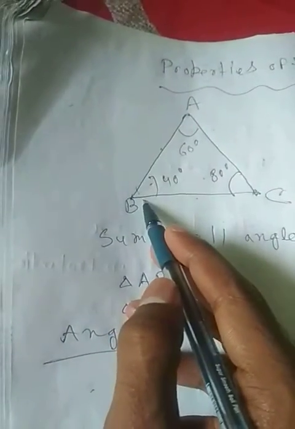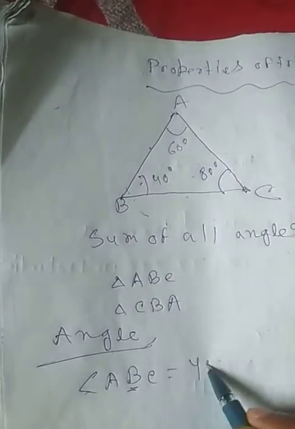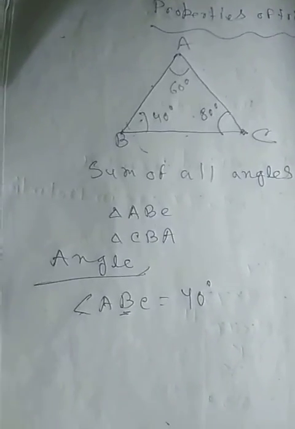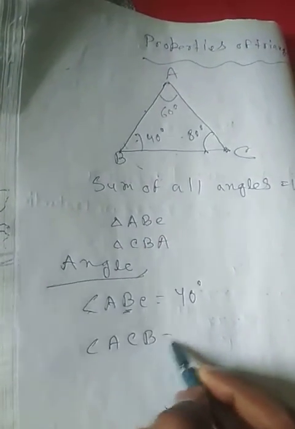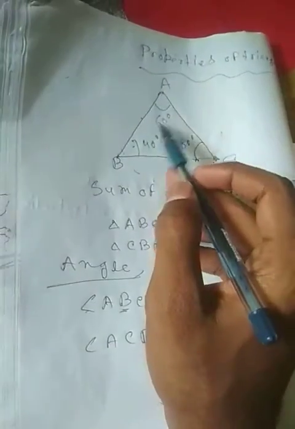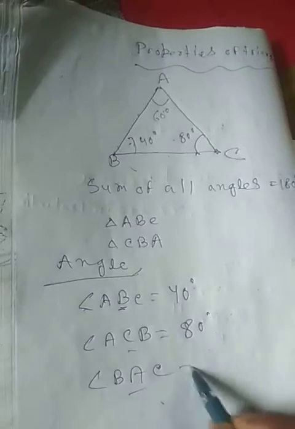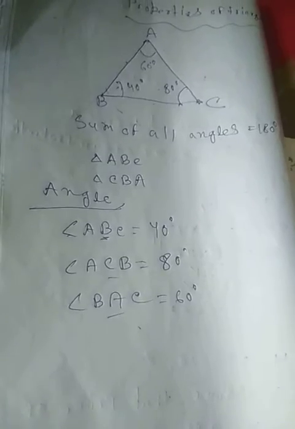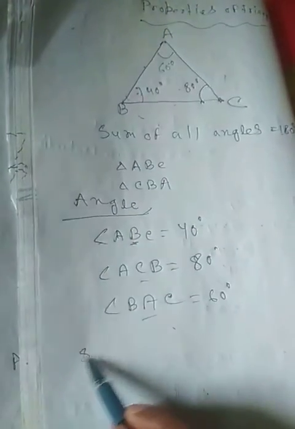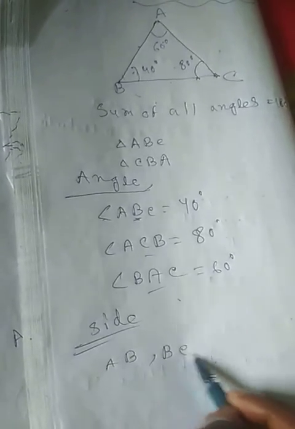Like you want to write the B angle, so you have to write ABC. Here B is in the middle, that means you have written the B angle. The value of the B angle is 40 degree. Now you want to write the C angle, that has to be in the middle, ACB. So that is equal to 80 degree. Now you want to write the A angle, that has to be in the middle. Here you can see the middle letter is the actual angle. This is equal to 60 degree. This is how you can write the angle. How to write the sides of the triangle? There are three sides, AB, BC and CA. These are the three sides of that triangle.